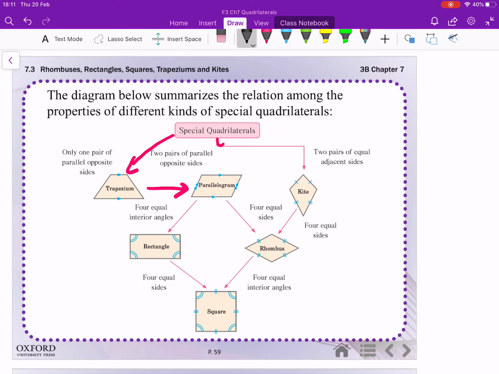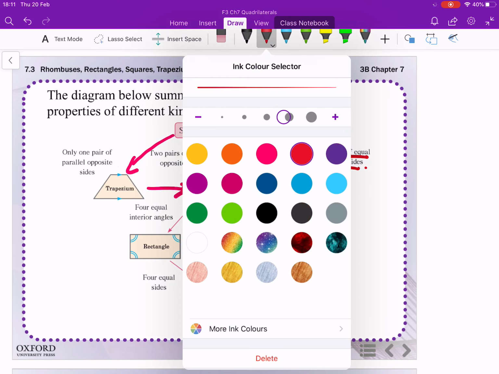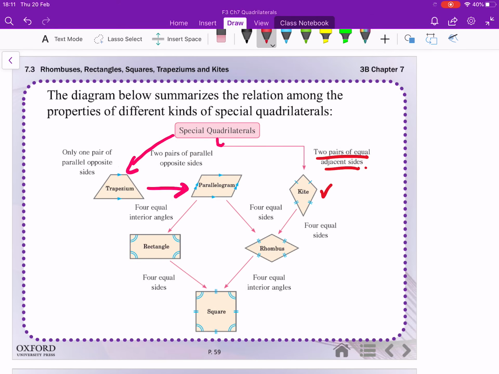Okay, any quadrilateral, we can specialize in two different ways. One is if we add the condition of two pairs of adjacent sides equal, you can have a kite. Or if you specialize it in another direction, we add the condition of one pair of parallel opposite sides, we have a trapezium. And if we further specialize it to two pairs of parallel opposite sides, we can have a parallelogram.